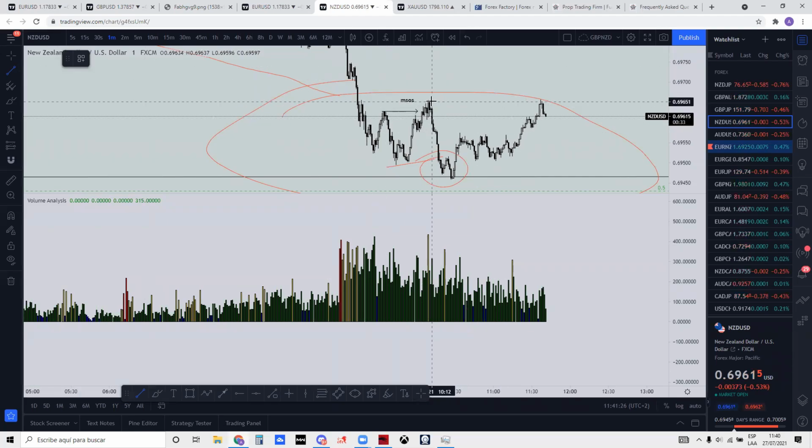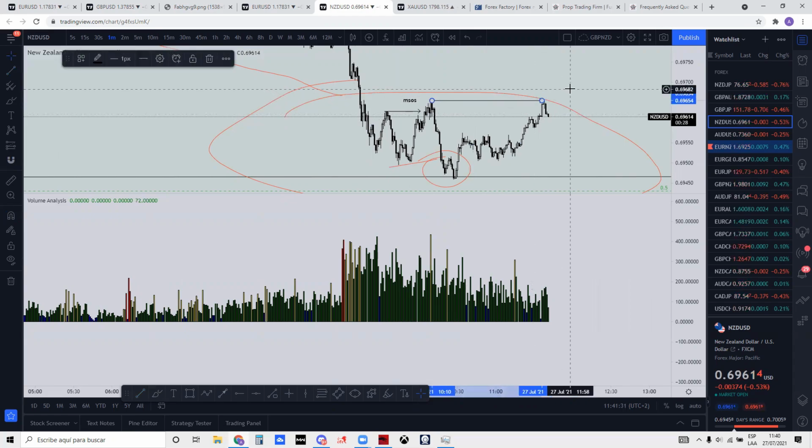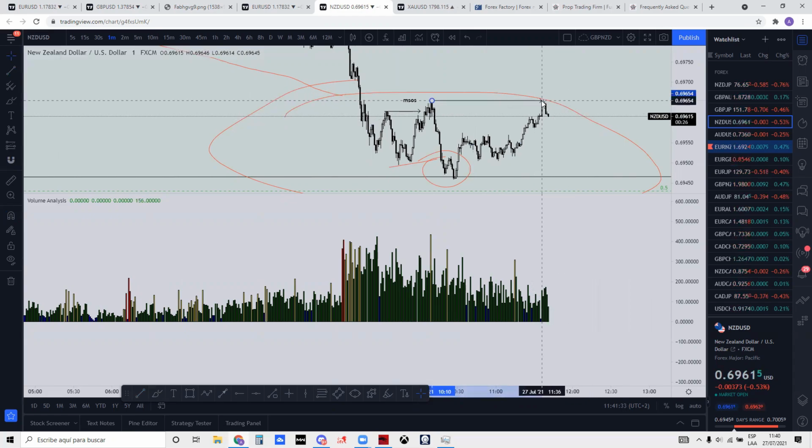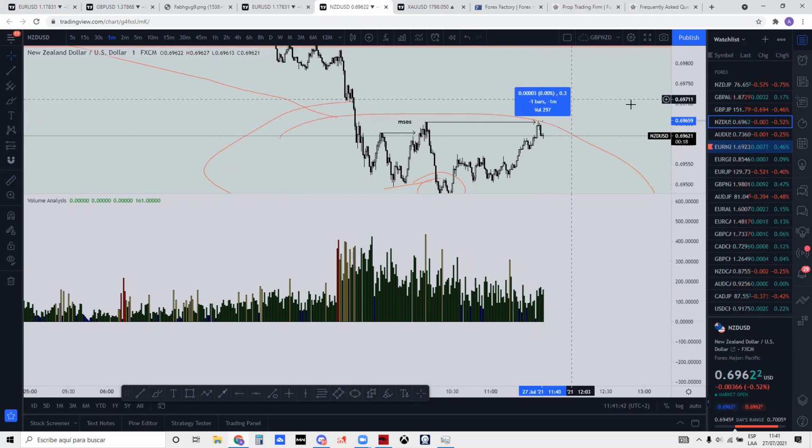So we have a technical breakout market structure because price made a high just by a little bit here. Well, I don't think we can even consider this to be a technical breakout market structure because it didn't go much higher. It went just how much? 0 point something pips, 0.3 pips.